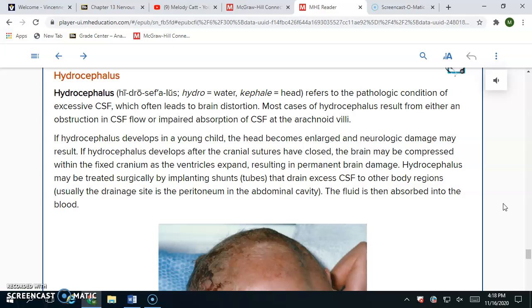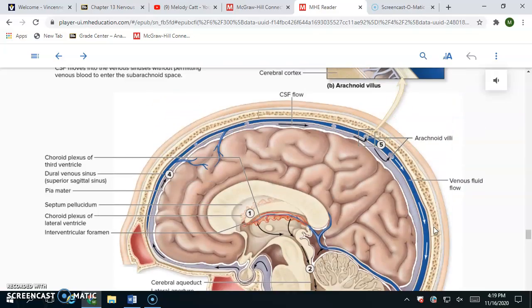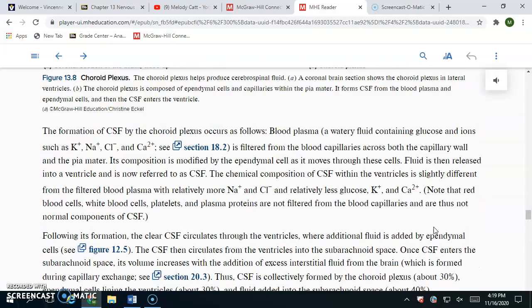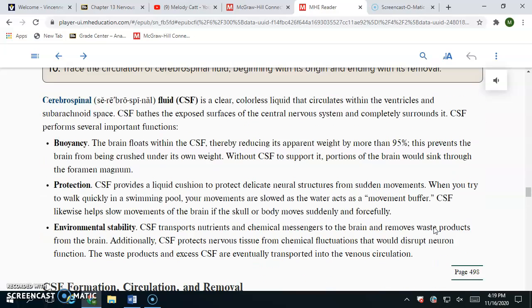All right, so that is the disorder that we wanted to talk about when it comes to cerebrospinal fluid. And then up here, which I forgot in the last video, was to talk about the three main functions of the cerebrospinal fluid. So I already talked about how it's a clear, light yellow to colorless liquid that circulates in the ventricles and subarachnoid space and the central canal of the spinal cord.